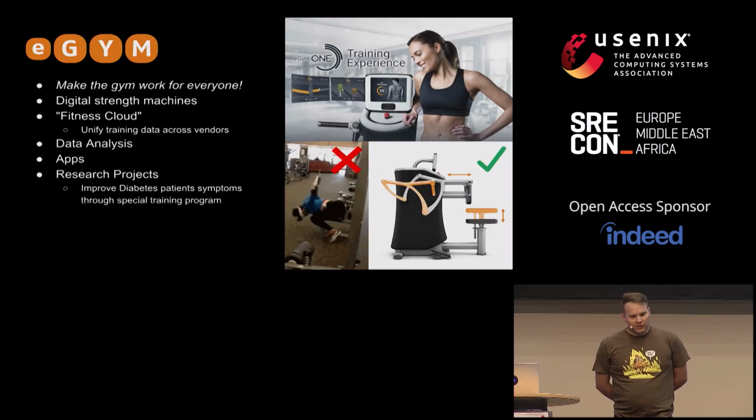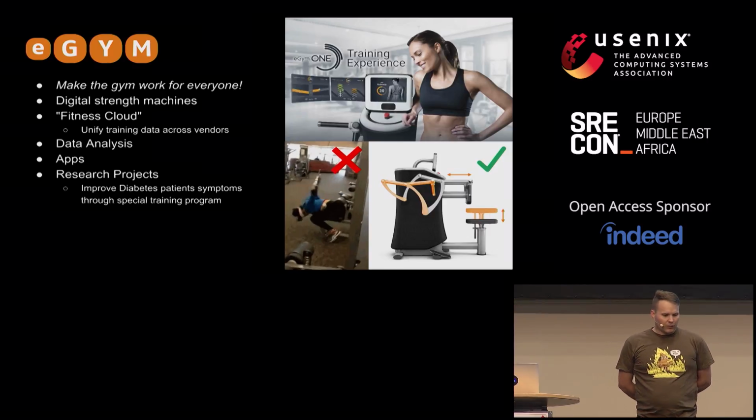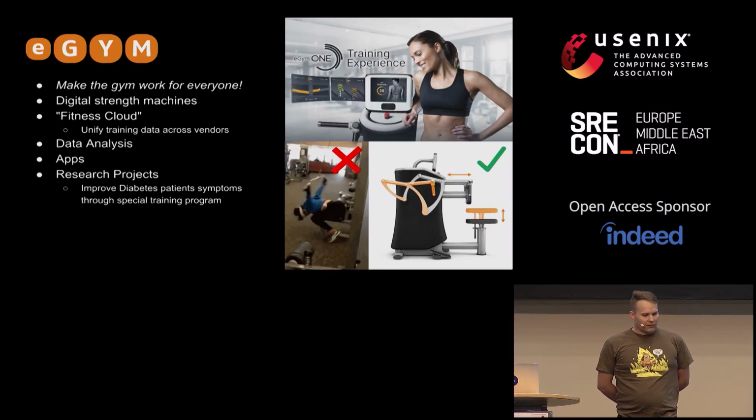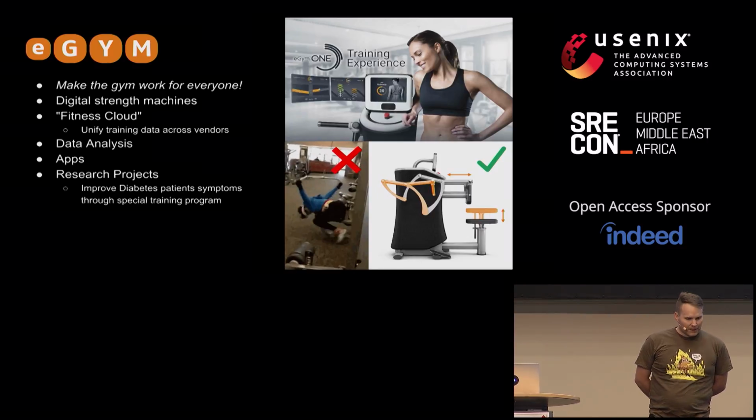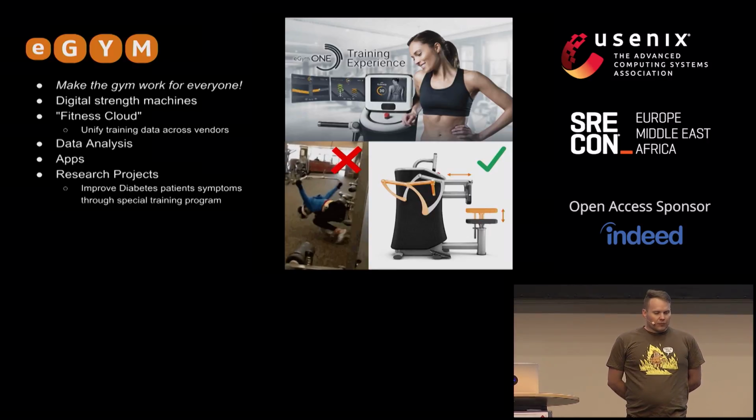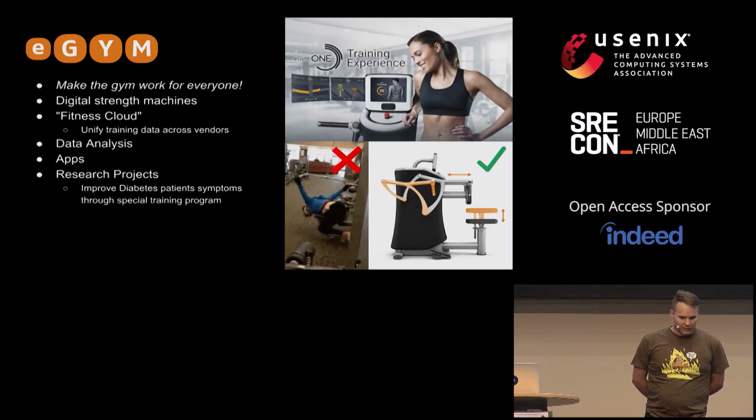All these machines send their data to a central point, which would be called the fitness cloud, and there we unify training data across vendors. So not only our machines, but also machines from partners send their data to our fitness cloud. And on that data, we run all kinds of data analysis, and the results are presented in apps for users, for trainers, and for the gym owners who ultimately buy our machines. We also do research projects where we improve customers' health by introducing new training methods specific for some diseases.